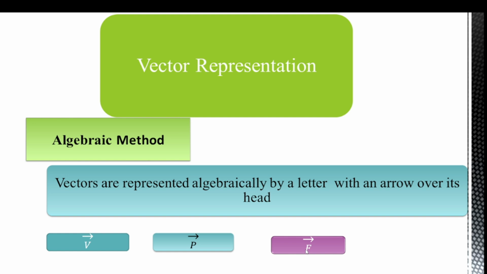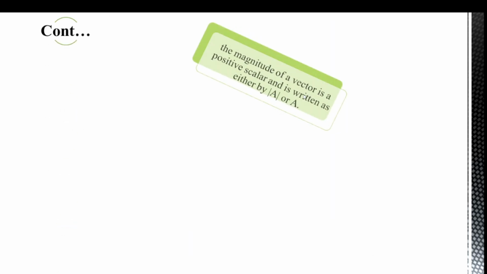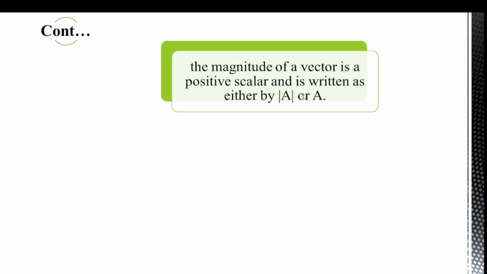Another one is the letter F and then the arrow over the head of F. This vector is known as force. Another vector is S, with an arrow over the head, which is known as displacement. The magnitude of a vector is a positive scalar and written as either of these.